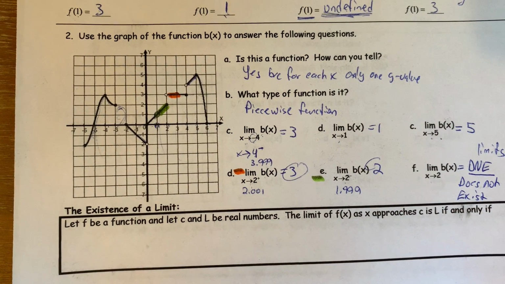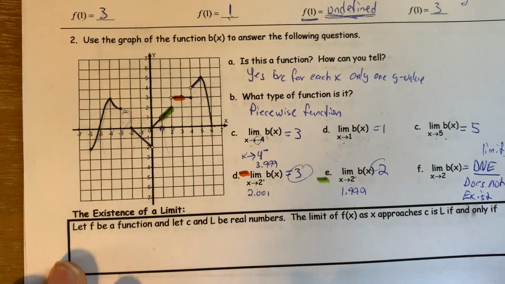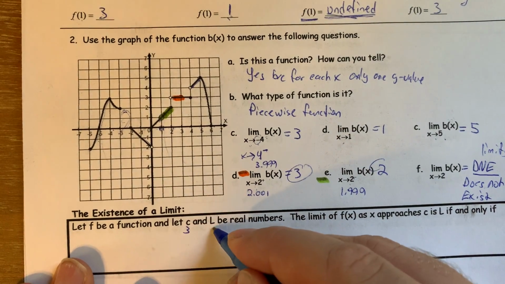Okay, let's talk about the definition of a limit. F is a function, and C and L are numbers like 3 and 7.